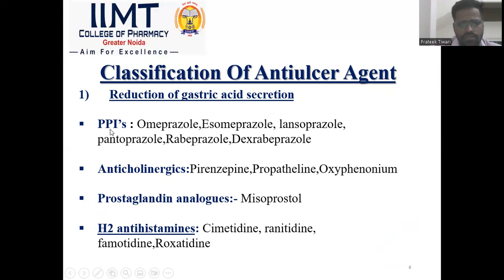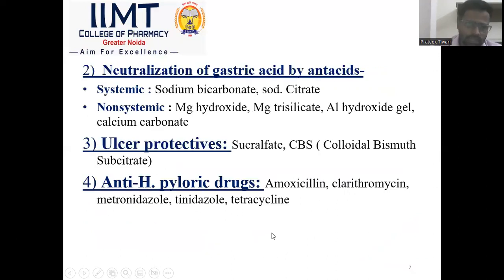First we discuss the proton pump inhibitors: omeprazole, pantoprazole, lansoprazole. All the drugs with the suffix prazole are proton pump inhibitors. In case of anticholinergics, the drugs in this category are pirenzepine and propantheline, and prostaglandin analogs like misoprostol. H2 antihistamines are cimetidine, ranitidine, and roxatidine. The second approach is neutralization of gastric acid: we can either inhibit the secretion of gastric acid, or neutralize the acid by using antacids.